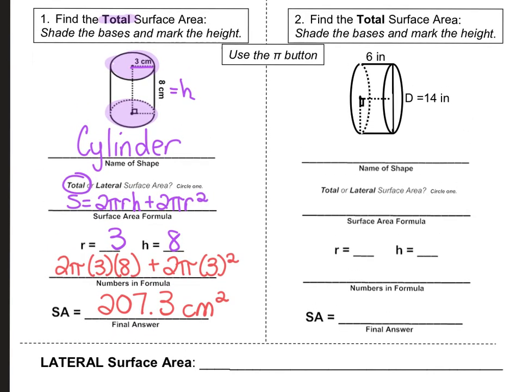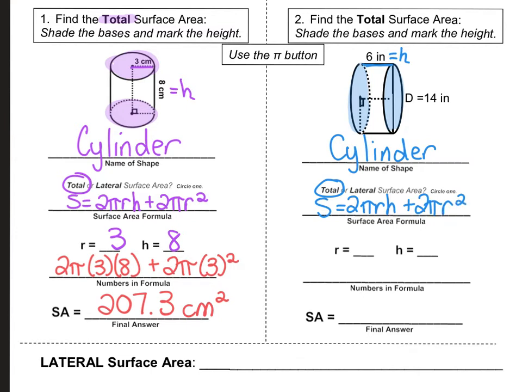Okay, so let's look at number 2. Again, we want the total surface area, and we're going to shade the bases again, which this one is laying on its side, but the bases are still the circles. And remember, we're going to mark the height, and the height is what connects the two, so 6 is our height. So again, it's a cylinder. We still want total because we haven't learned about lateral yet. So 2 pi rh plus 2 pi r squared.